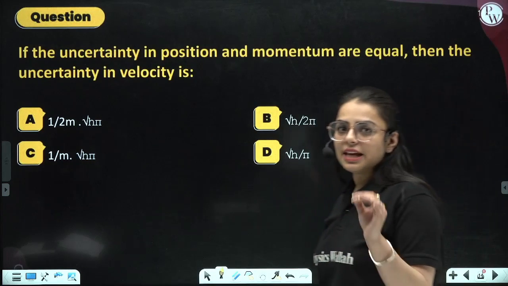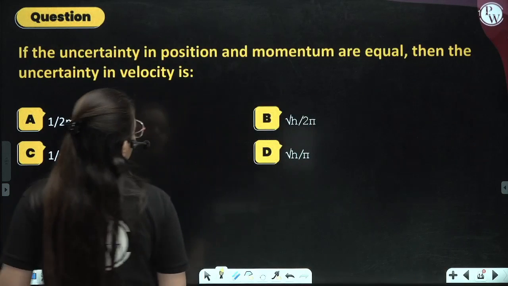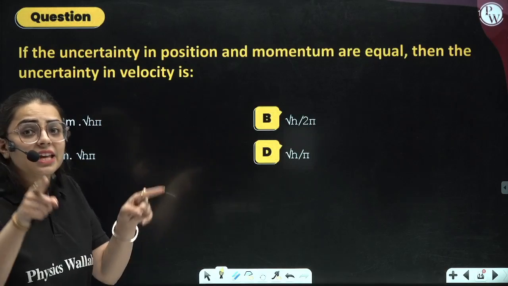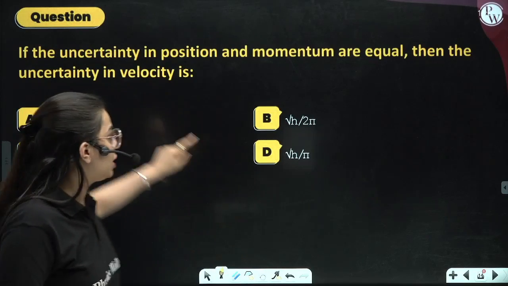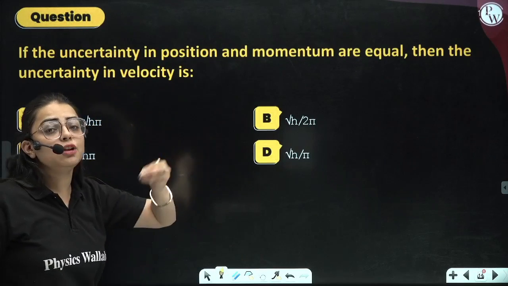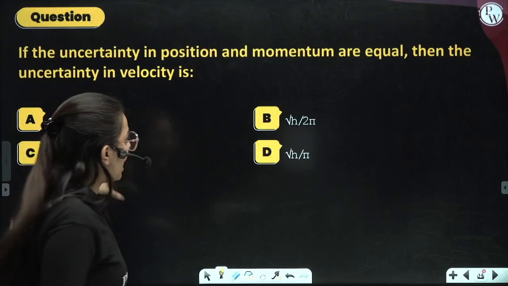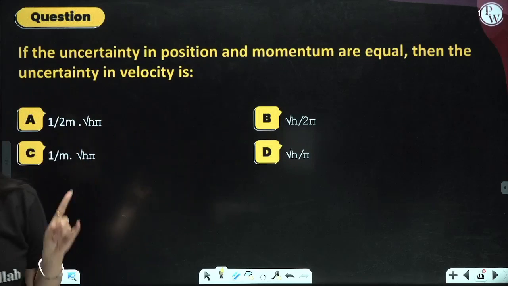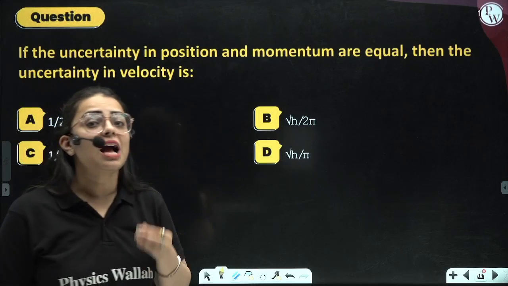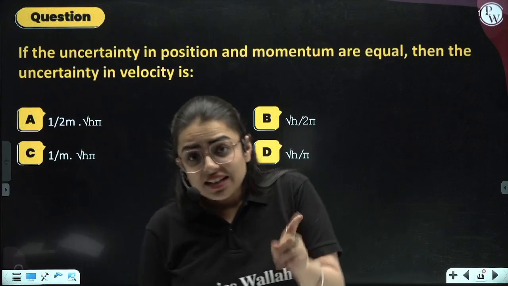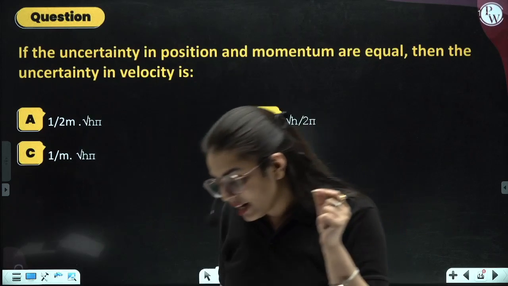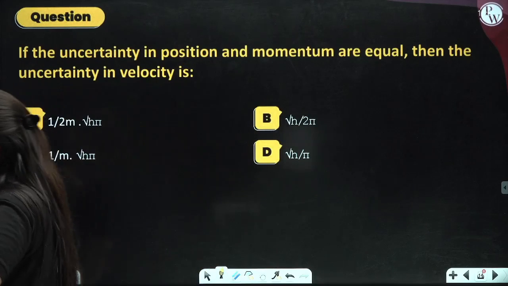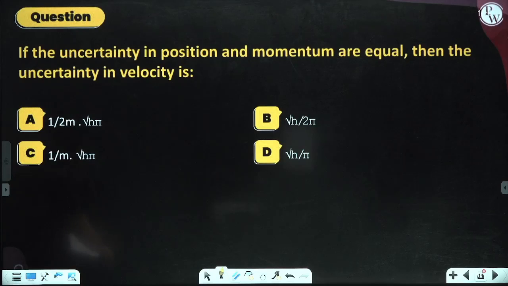If the uncertainty in position and momentum are equal, then the uncertainty in velocity is. You have certain options over here. I am giving you 1 minute of time. This is the Heisenberg uncertainty principle that is being applied over here. So kindly solve and try this question out. Then I will let you know how to do this. First, try by your own, students.